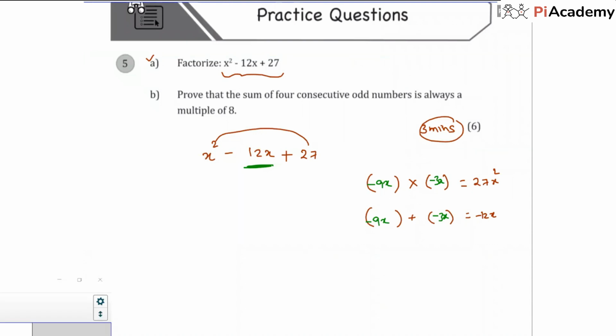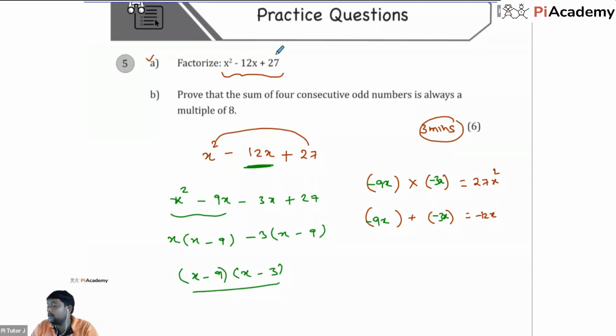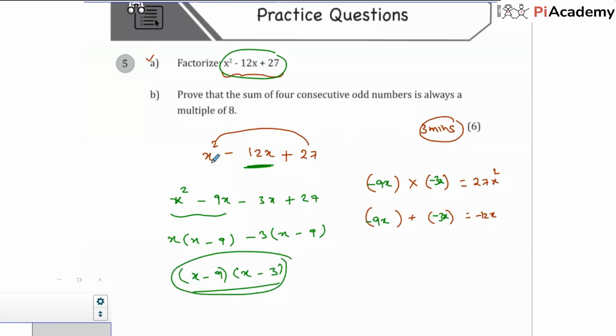What are the factors? You can write this as x squared minus 9x minus 3x plus 27. You have four terms now. You can group the first two terms: x times (x minus 9), and minus 3 times (x minus 9). So you have (x minus 9) times (x minus 3) as your answer. So the factors for this expression are (x minus 9) times (x minus 3). Make sense?